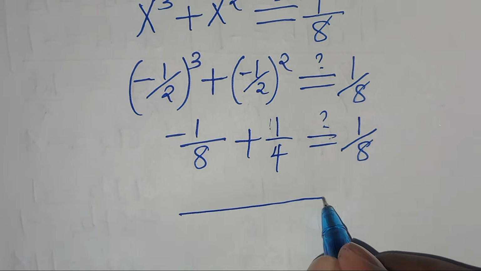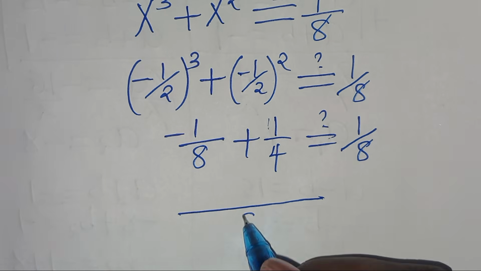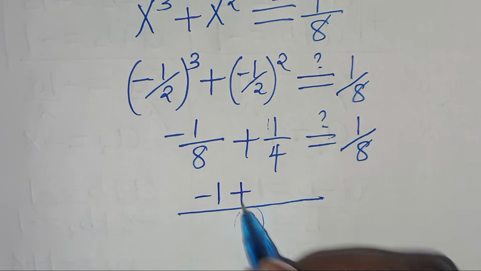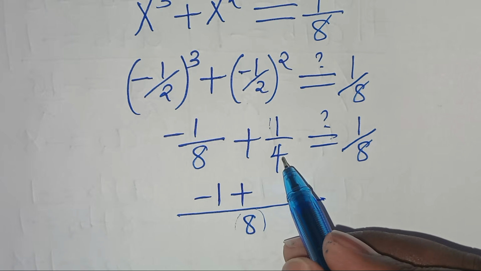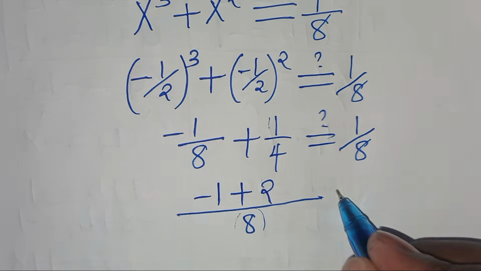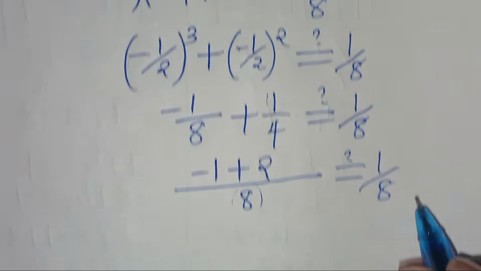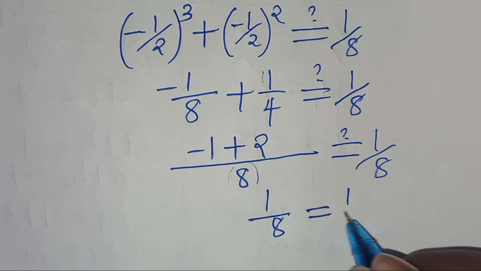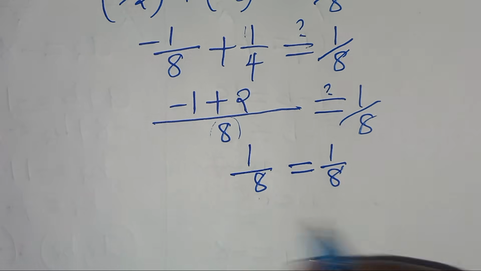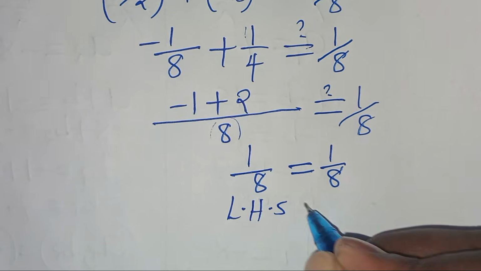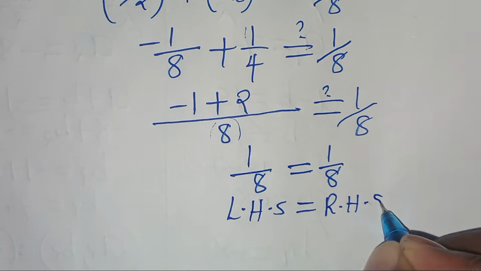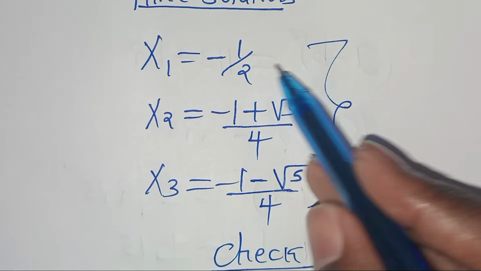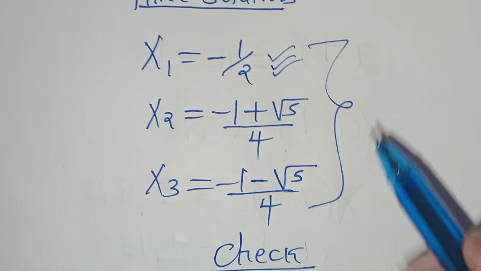So we have the LCM here of 8 and 4, which is 8. 8 divided by 8 is 1, times minus 1, this is minus 1. Then plus 8 divided by 4 is 2, 2 times 1, this is 2. And this is supposed to give us a value of 1 over 8. Minus 1 plus 2 is 1 over 8, which is equal to 1 over 8. So the left hand side is equal to the right hand side. And this affirms that the value of x here, which is minus a half, satisfies the equation.